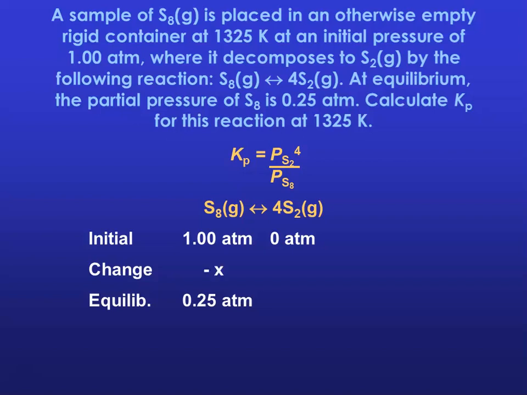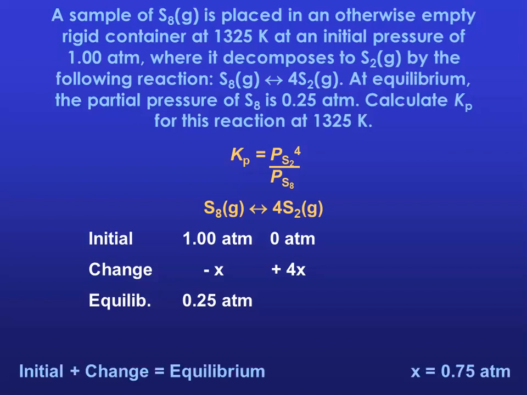So if that change is equal to our x, sulfur S2's increase is going to be 4 times that, because if the right side decreased, if the reactants decreased in terms of partial pressures, the products had to increase to balance that out. So when I solve for what S2's equilibrium pressure would be, 0 plus 4x, at equilibrium it would just be 4 times whatever x is.